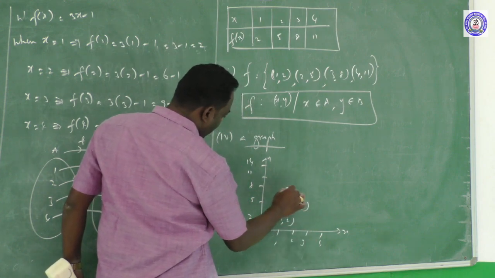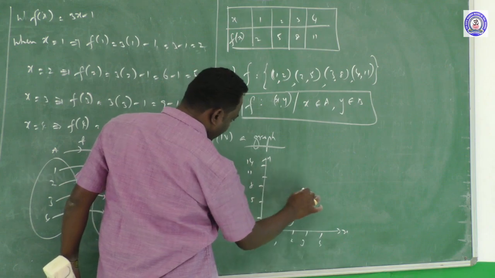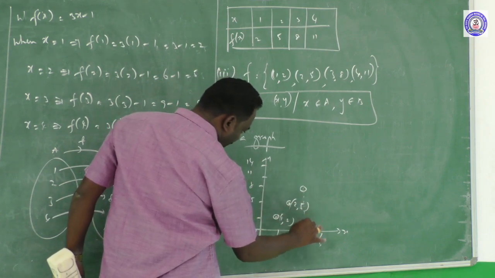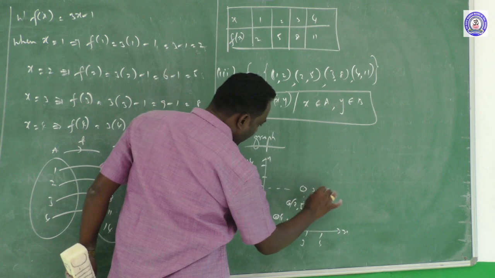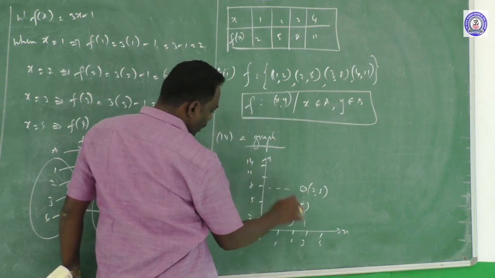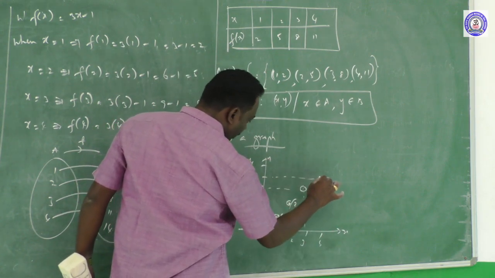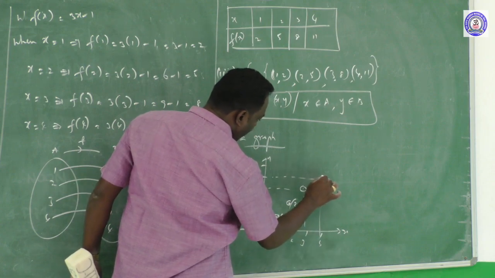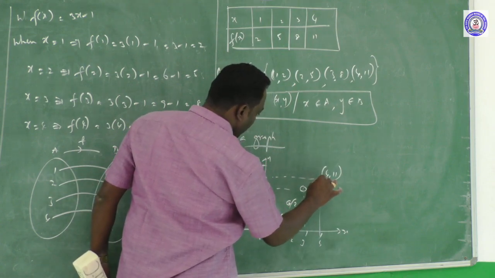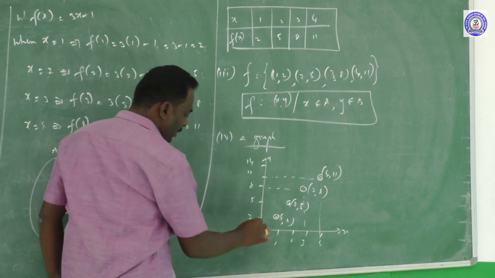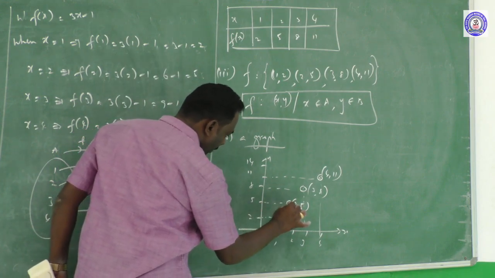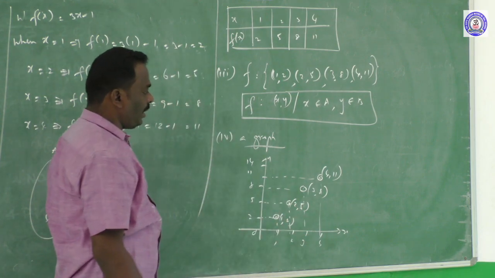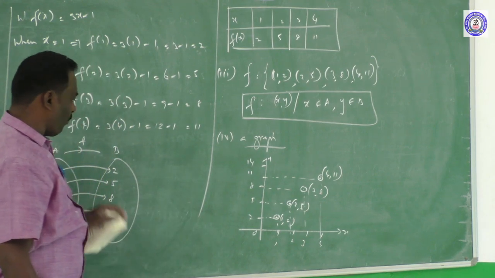Then (3, 8). Therefore it is (3, 8). Then (4, 11). Therefore this point is called (4, 11). And this is called the graph. The given function represents the graph. The last remaining number is 14.